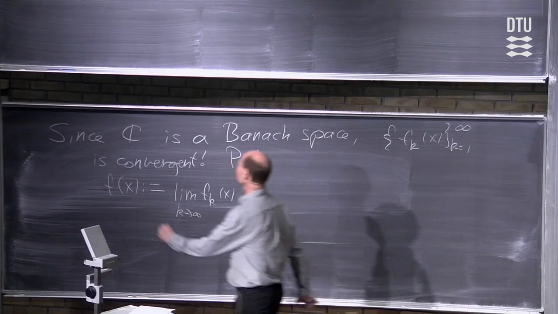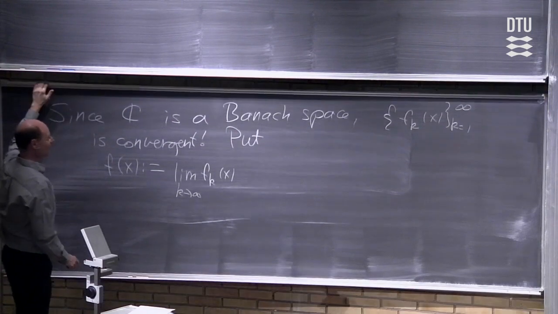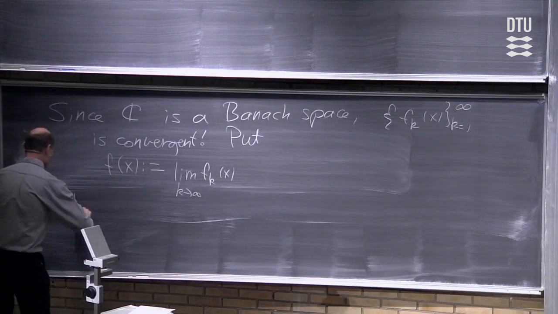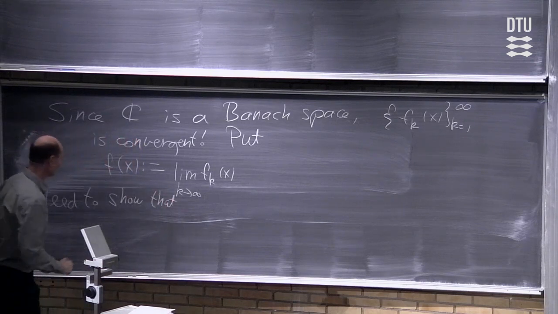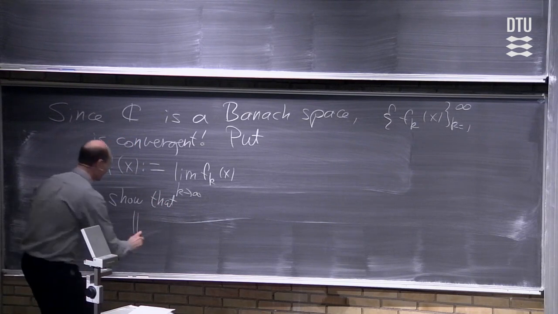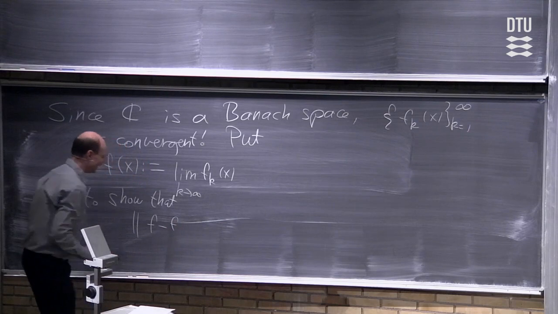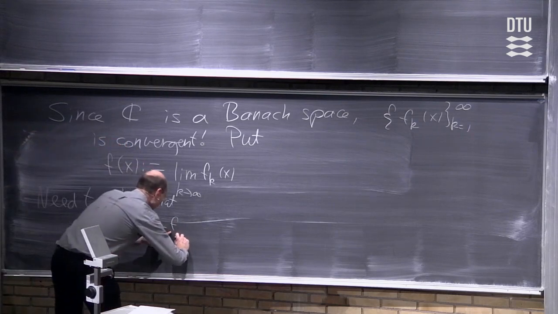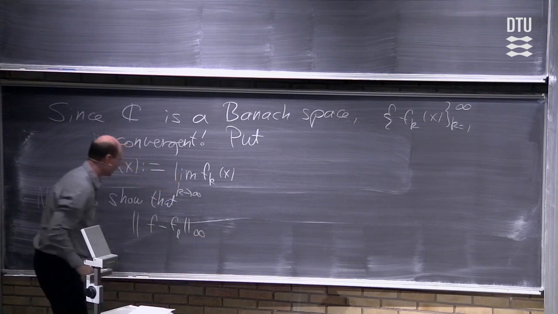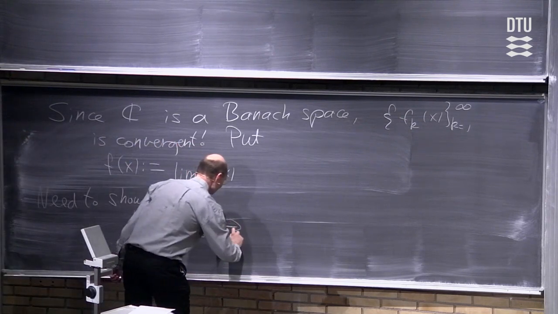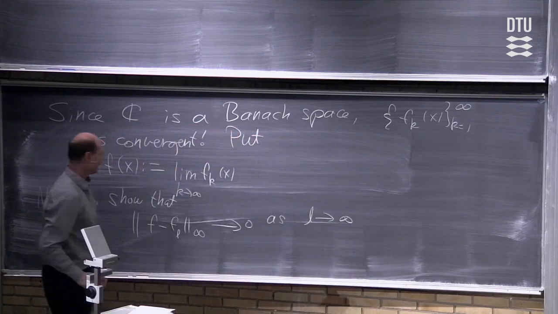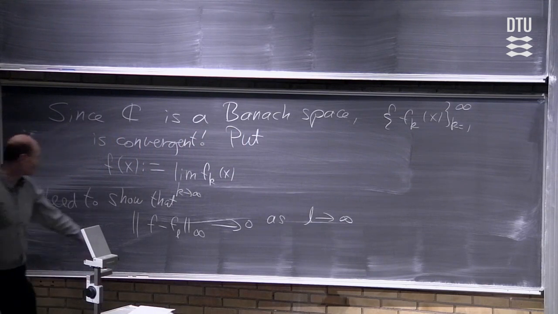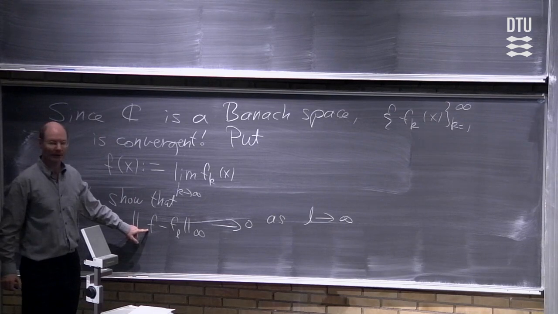So what we need to show here is that whenever we look at the difference between f and, again, you would think that I would write k, but in the proof it actually comes out as an l. So whenever we look at this difference, then it goes to 0 as l goes to infinity. And actually we need to prove one more thing. We need to prove that this function belongs to our space. So we need to prove that f is also a continuous function.